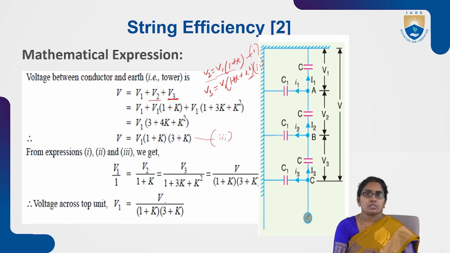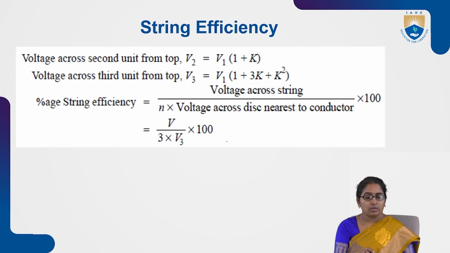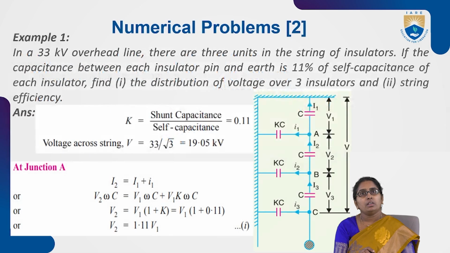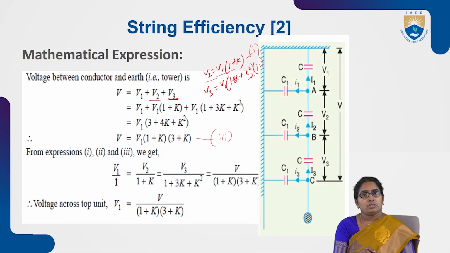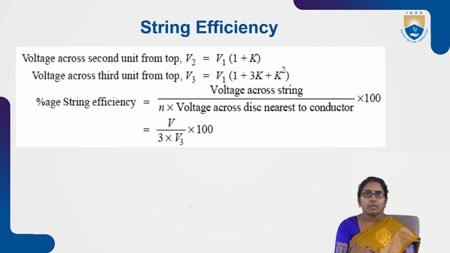Next, similarly, V2 is given by V into 1 plus K, because we have obtained the V1 already from the total voltage V. From this we already obtained the V1 value, so they are simply using that to calculate the remaining V2 and V3. So finally, V1, V2, V3 are calculated.